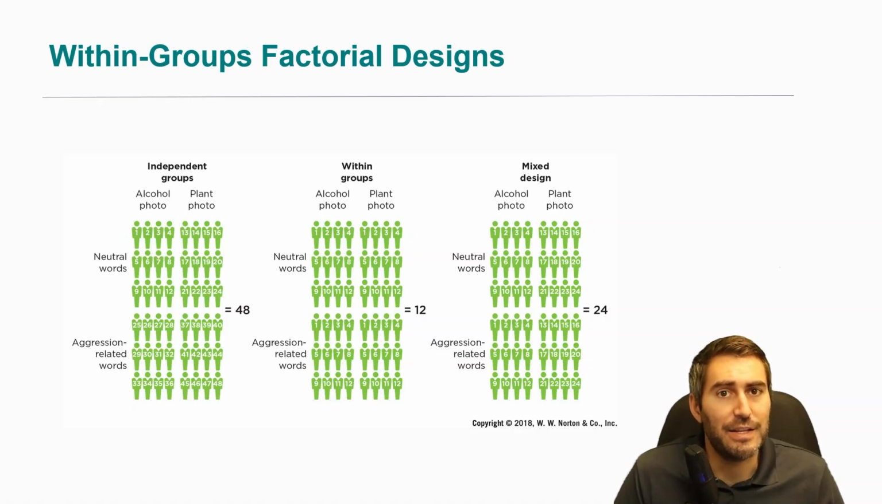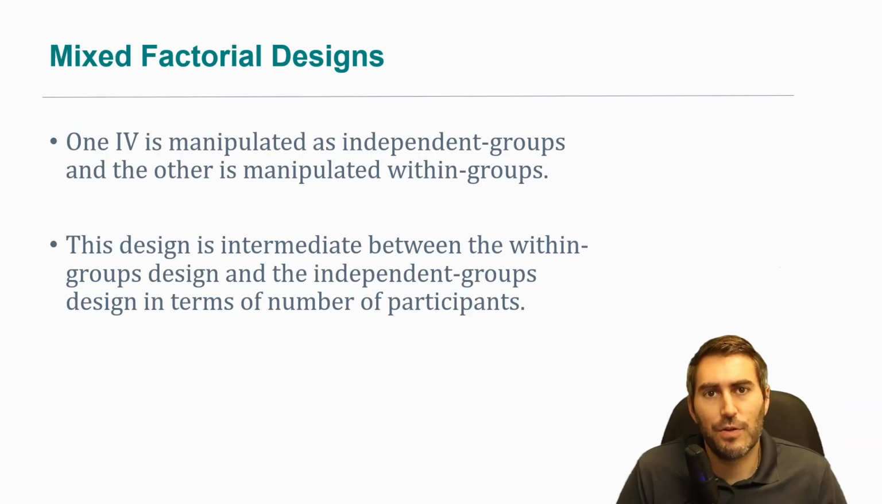You can also see that a mixed design, which we'll discuss in more detail later, is a mix between these 2 design types, where one independent variable is measured as a between subjects variable and the other is measured as a within subjects variable. This method requires a moderate number of participants compared to both other methods. So let's talk more about this mixed factorial design.